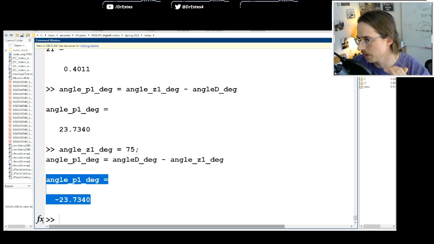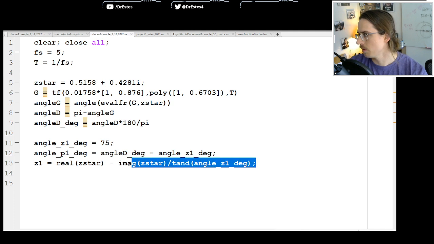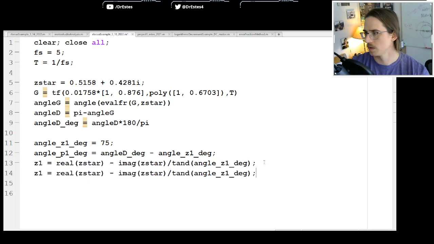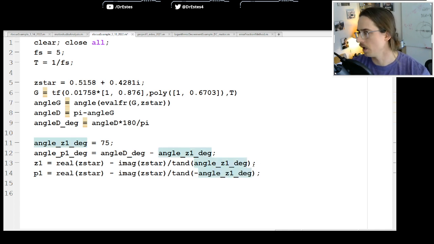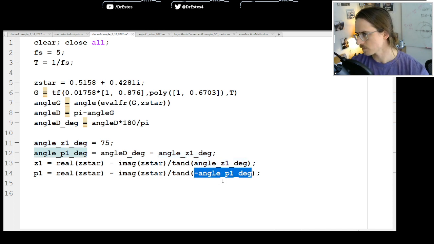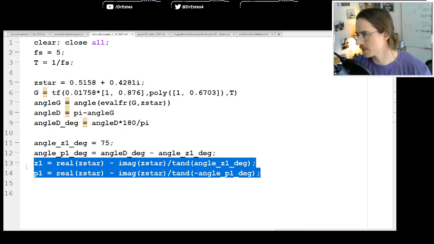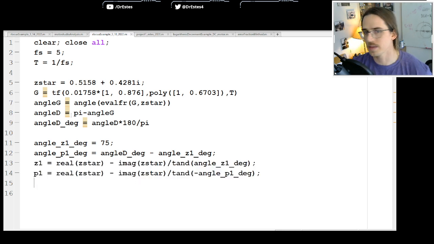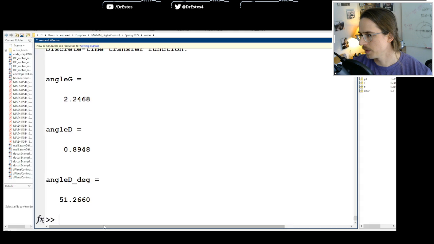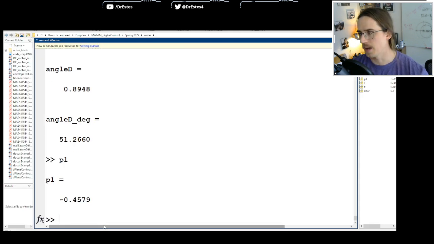So where's the pole going to be? We can use this same formula, but we have to make a change here. For P1, the location of the pole, you need to do the negative of the angle of the pole. So we'll change this to P1. This is the change that I'm talking about. So I run this, and P1 is located at minus 0.4579.